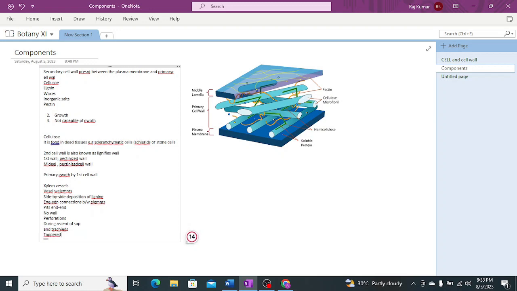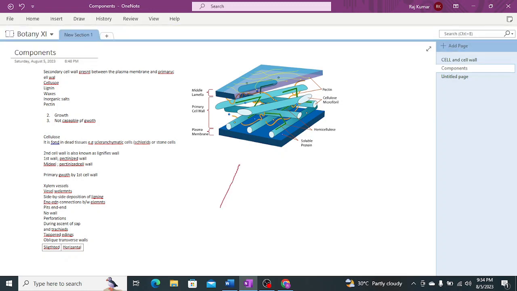Tracheids have tapered endings, and they have oblique transverse walls. The word oblique means slanted, which means a bit slanted towards something, and transverse means horizontal. On the other side, wall means any sort of boundary or layer. So an oblique transverse wall refers to a wall which is horizontally slanted.